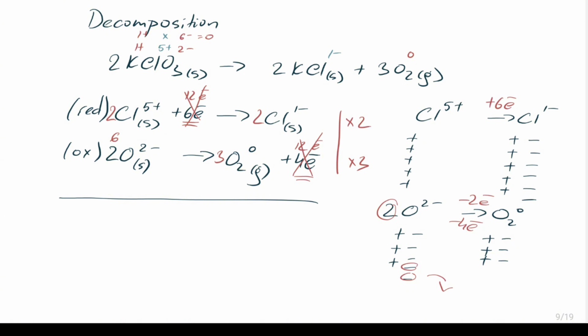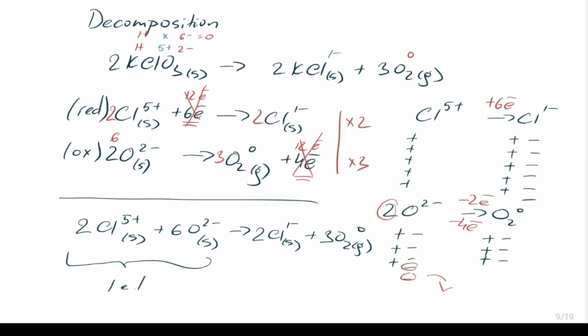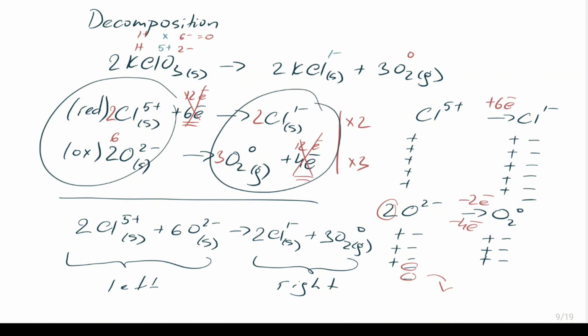After you will cancel, you will write full ionic equation, copy left side, so chlorine plus 5 solid state plus 2 oxygen multiplied by 3, it will be 6 oxygen 2 minus. And the right side, it's 2 chlorine ions in the solid state plus 3 oxygen molecules with the oxidation state 0. This is our full ionic equation. Just copy left side to the left, right side to the right. That's all.